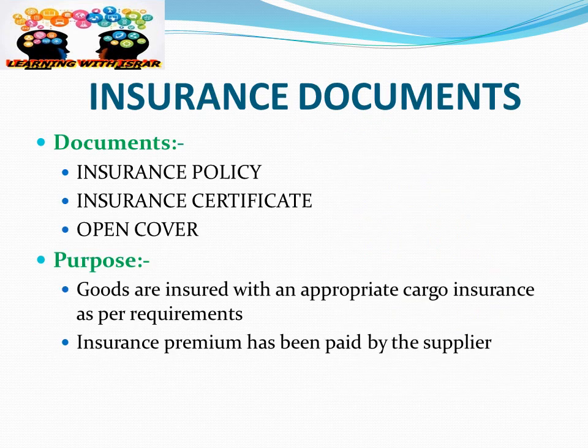Okay, the next category is the insurance documents. Insurance documents include insurance policy, insurance certificate, open cover letter or open umbrella insurance. The purpose of this is that goods are insured with appropriate cargo insurance as per the requirements in the sale contract or in the LC, and the insurance premium has been paid by the supplier. So this is a valid insurance policy which covers the liability of the goods when we are shipping the goods.